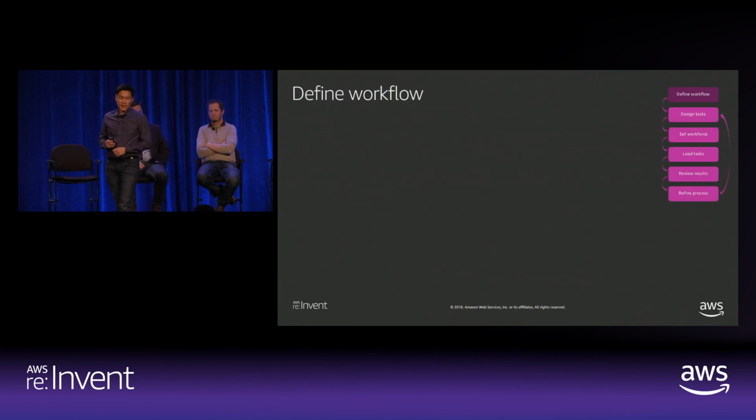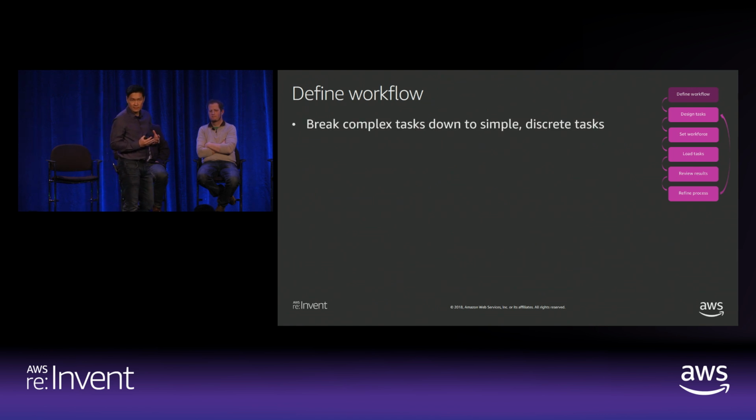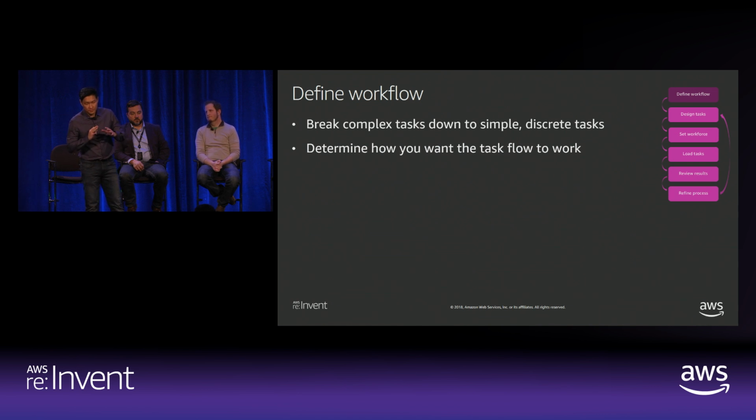So the first step is defining the workflow. Here, your objective is to define how to break complex tasks down into simple, discrete tasks that workers can work on. You'll also be determining how you want your data to flow from task to task, as oftentimes a complex problem requires several smaller tasks to be done in a specific order to get the desired result. So let's use a concrete example to illustrate this process.